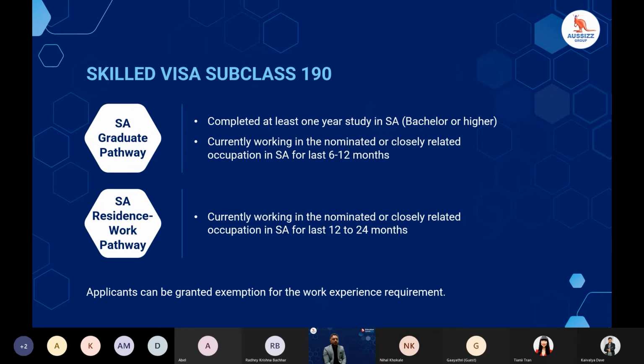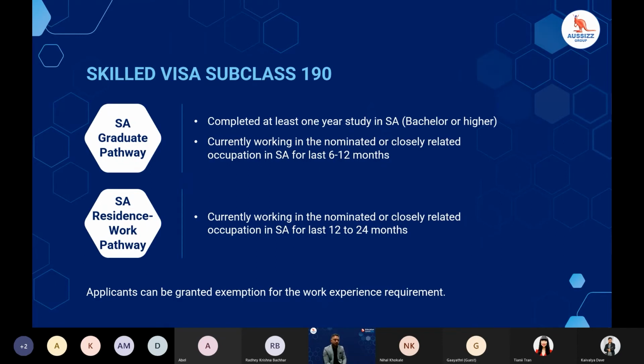For South Australian residents who are working in South Australia, there is another pathway for the candidates who did not study in South Australia but are currently working in their occupation in South Australia. Now, generally for IT occupations, the work experience requirement is 12 months to 24 months. Again, that also depends on which location you're working at and which occupation you are applying for. If you're working in Adelaide, you might have a 24 months work experience requirement for most of the IT occupations. But if you're working in outer regional South Australia, which is pretty much outside Adelaide, then you have to work only 12 months for 491.